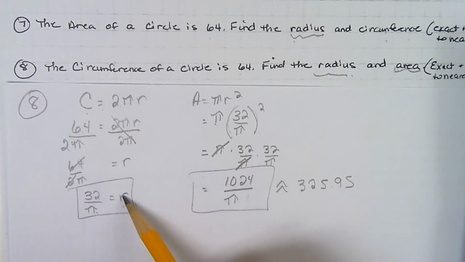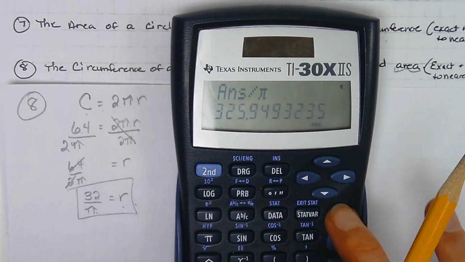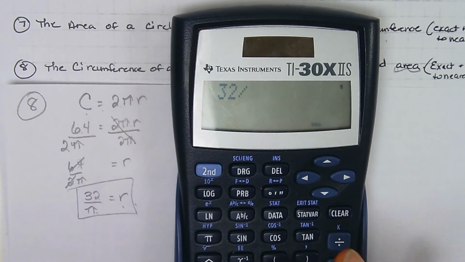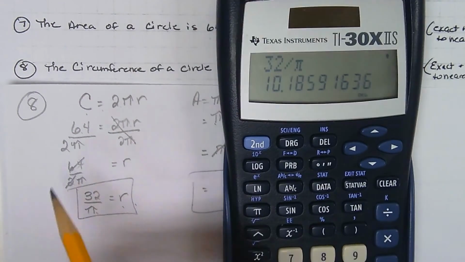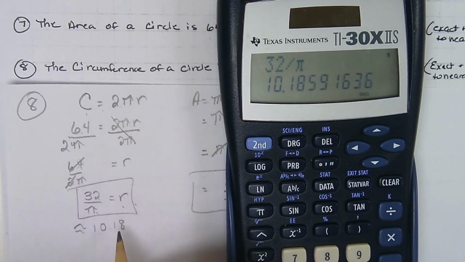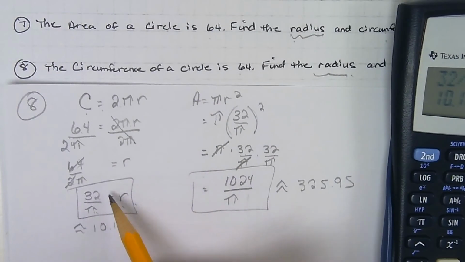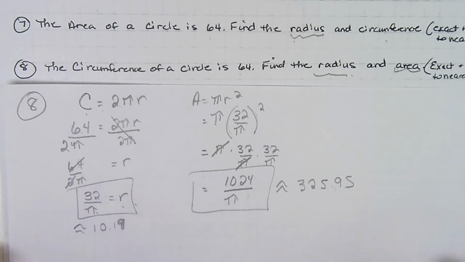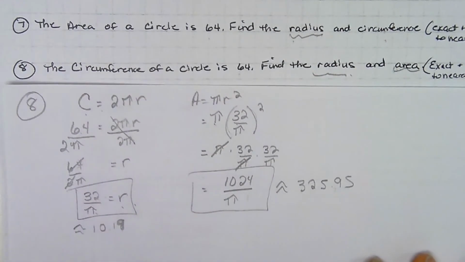And I'm supposed to find the approximate value for the radius. I would need to take 32 and divide that by pi. And the approximate value for the radius is 10.18. Oh, excuse me, 10.19. But notice I used the exact answer to find the area over here, to find the exact area, and then I found the approximate. And remember, any errors that you point out to me earn you extra credit.